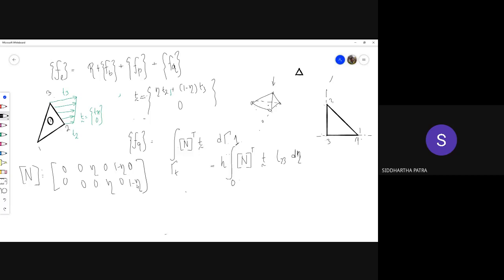Okay, so take the transpose of this quantity, multiply with this vector, which basically has two components, one of them non-zero, the other one is 0. And then perform the integration. So can you do that now? Can you get the expression?